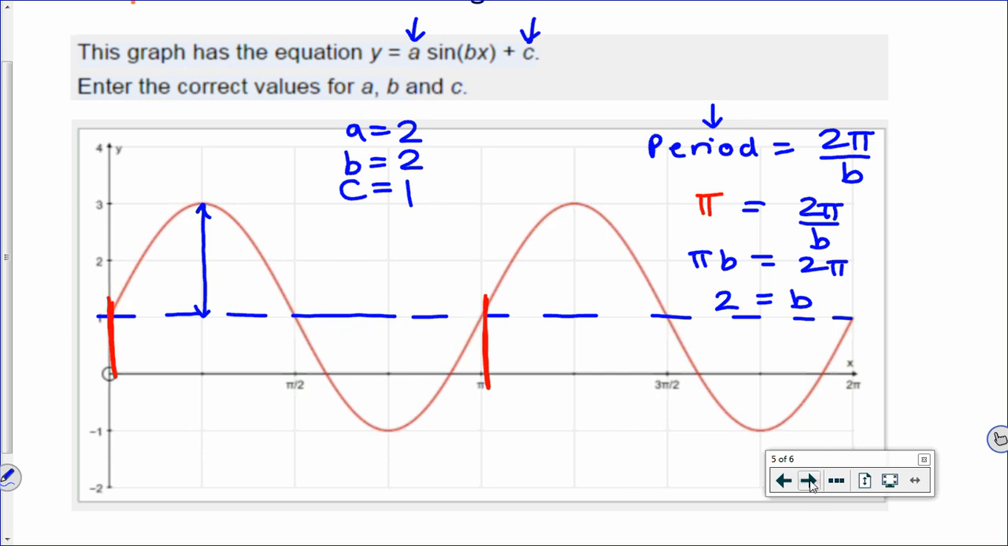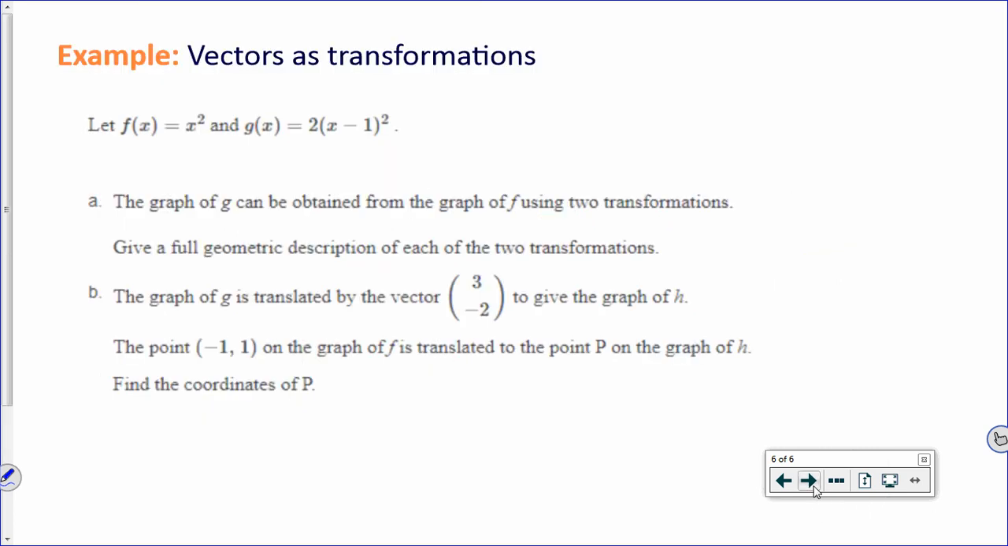And then they also like to mix transformations with vectors. So here we have a function f of x equals x squared. We have another function g of x. It's a different kind of quadratic. You can see it has transformations. First thing it asks us to do in part A is give a full geometric description, so talk about the movement of each of the two transformations. So you can remember that the number in front is going to do a vertical stretch. So we have a vertical stretch by a factor of 2.